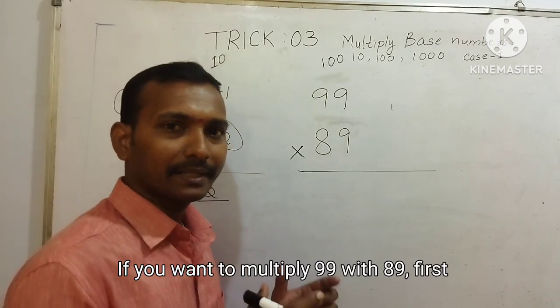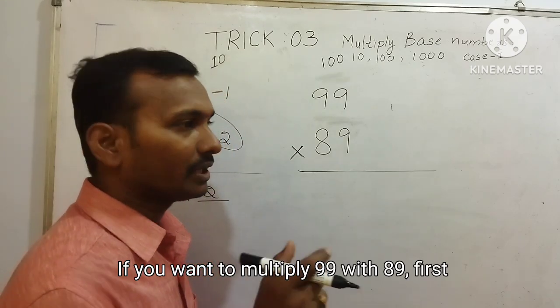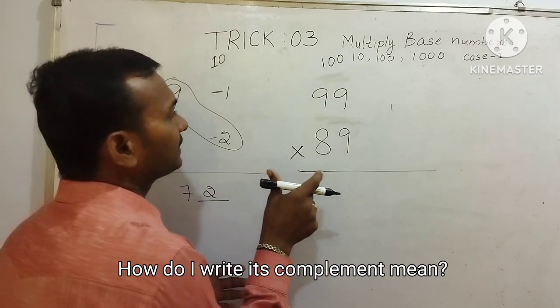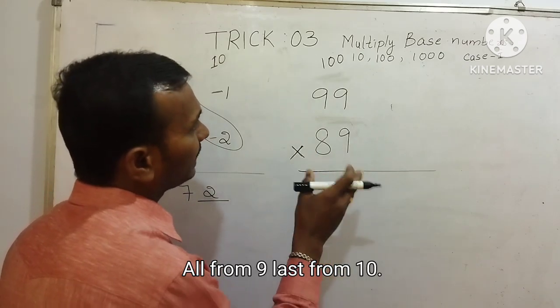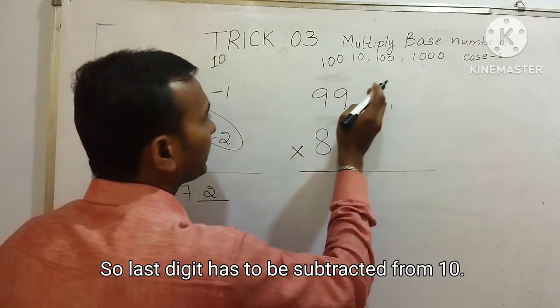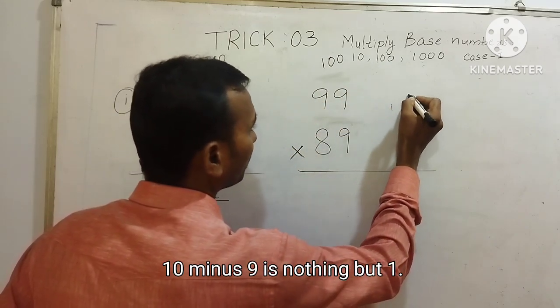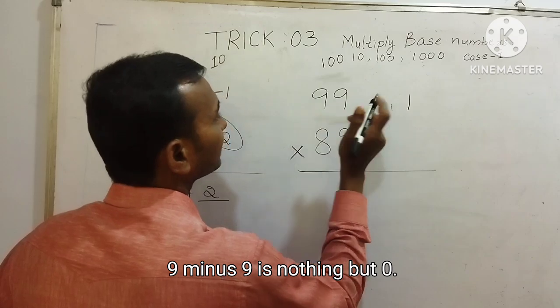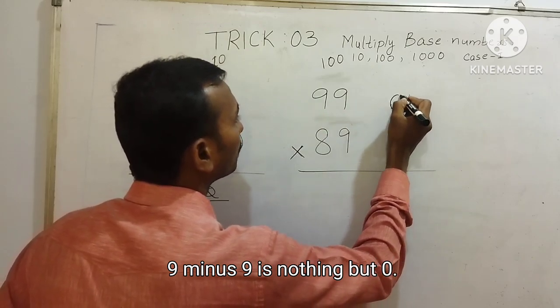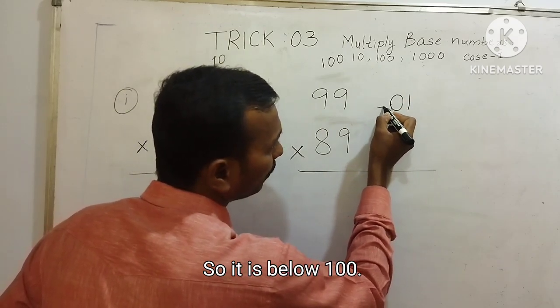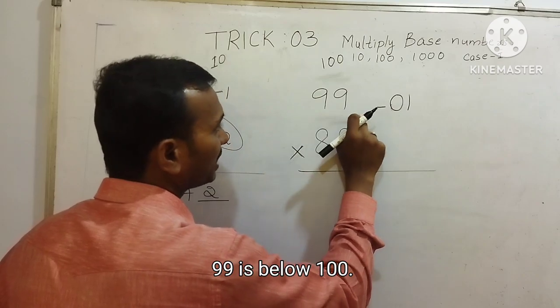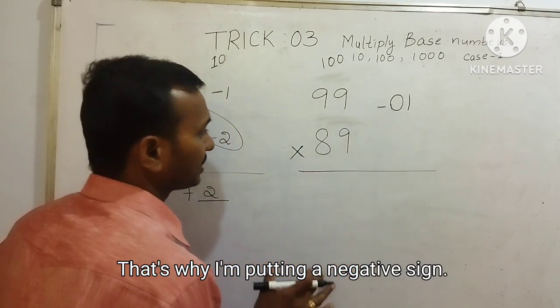If you want to multiply 99 with 89, first write its complement. What does writing its complement mean? All from 9, last from 10. So the last digit has to be subtracted from 10. 10 minus 9 is nothing but 1. 9 minus 9 is nothing but 0. So it is below 100. 99 is below 100. That's why I am putting a negative sign.